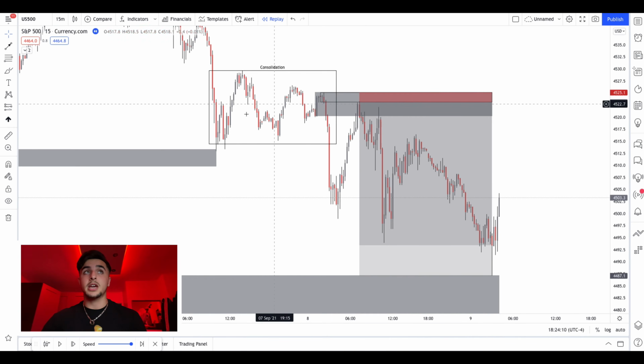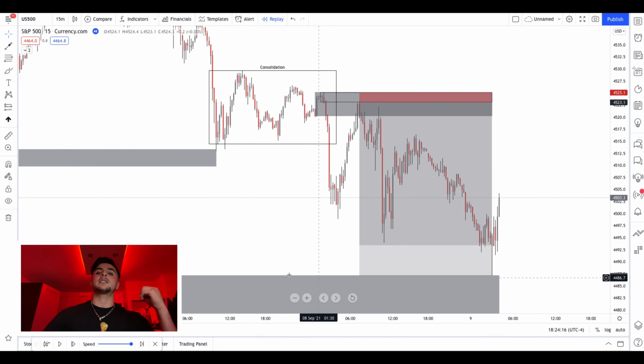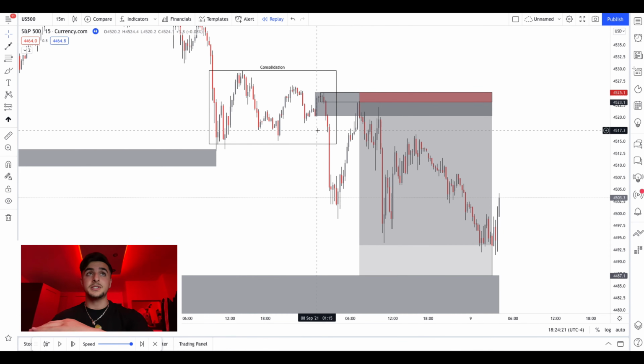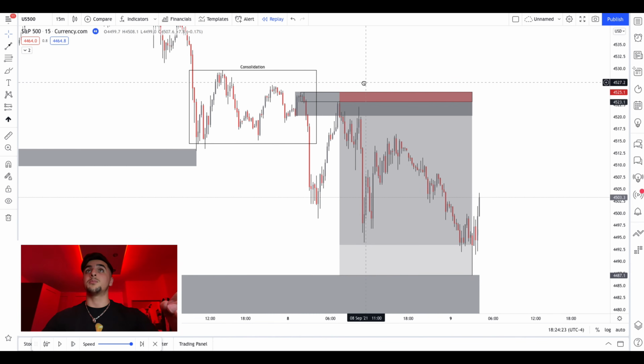Quick summary on this trade again, for those of you that just need it. Consolidation, expansion, the retracement, fill in that inefficiency, then the reversal to fill in that imbalance that we had down here. Okay, that's all there was to this trade. Very textbook and as simple as.